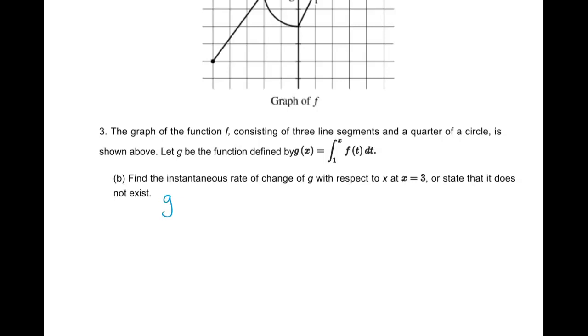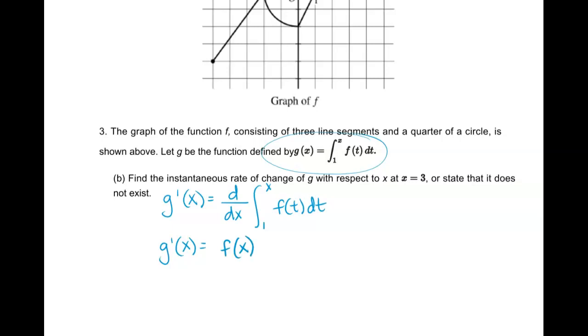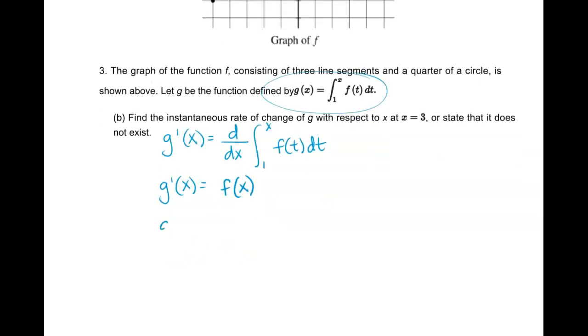Well, since g of x is this integral, g prime of x will be d dx of the integral from 1 to x of f of t dt. And conveniently, we know that to take the derivative of that integral, you just get to put the x in for f of t and call it good. So g prime of x is actually just f of x. So then g prime of 3 is f of 3.